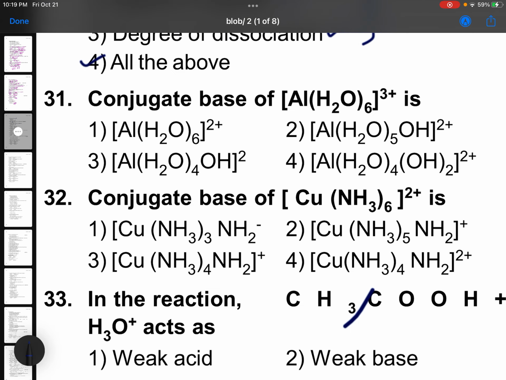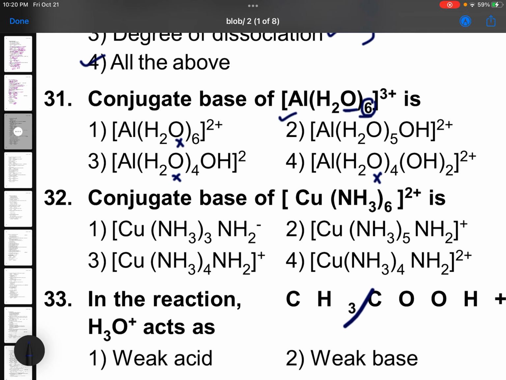Coming to this, conjugate base of Al(H2O)6. Conjugate base means you need to take out one proton. Here 6 water molecules are there. You keep 5 water molecules as it is. So this is not your option, not your option, not your option. Answer is this one. But I will give you the right idea.